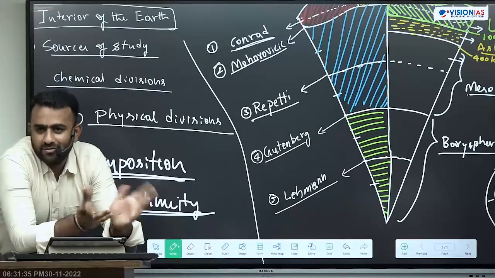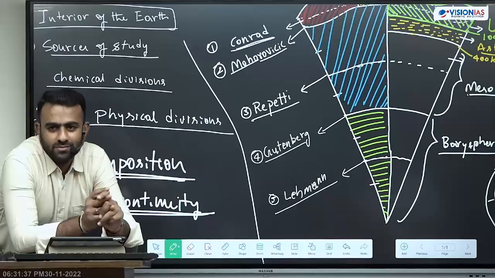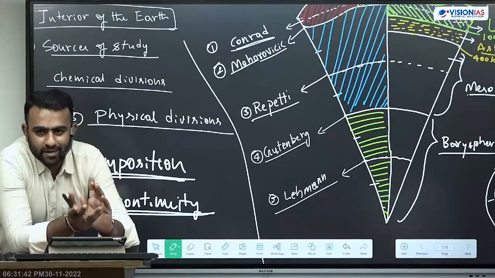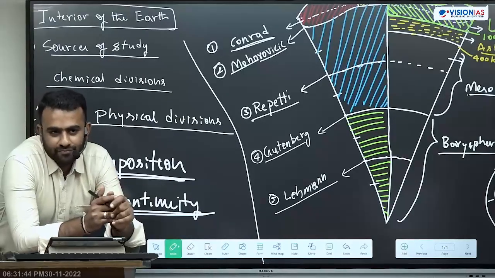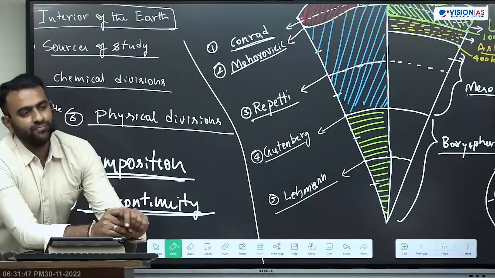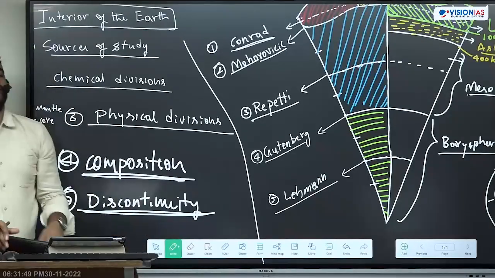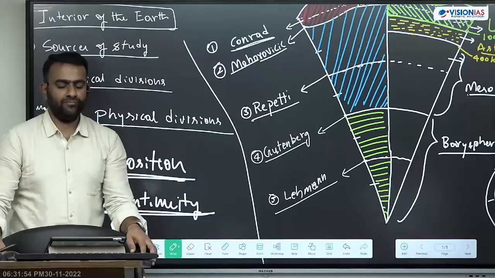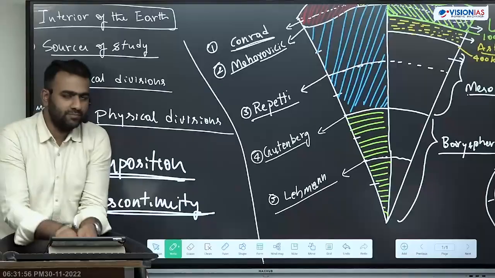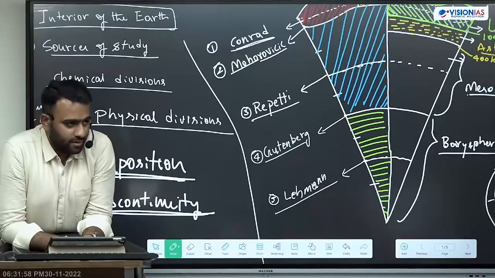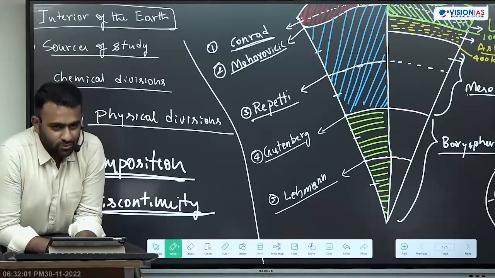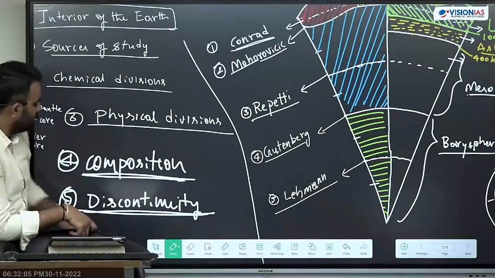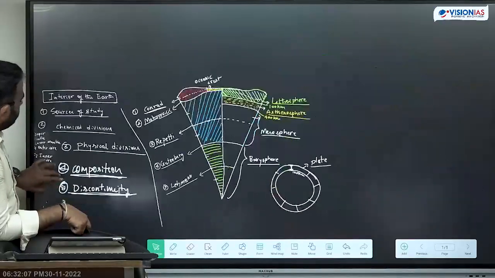Between crust and mantle, of course, there is a huge difference. So there we have Moho. Upper mantle, lower mantle, Repetti. Lower mantle, outer core, Gutenberg. Outer core, inner core, Lehman. Okay, just a small prelims topic. So you just have to know the order. So ऊपर से नीचे या नीचे से ऊपर. ठीक है? So this completes our topic of interior of earth.